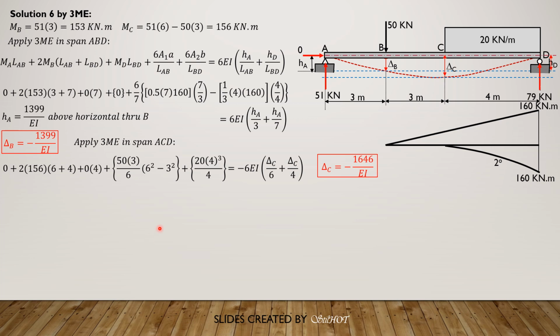Now, how about the slope? We draw a tangent line to the elastic curve at point B. It is here, in green. I hope you can clearly see it.